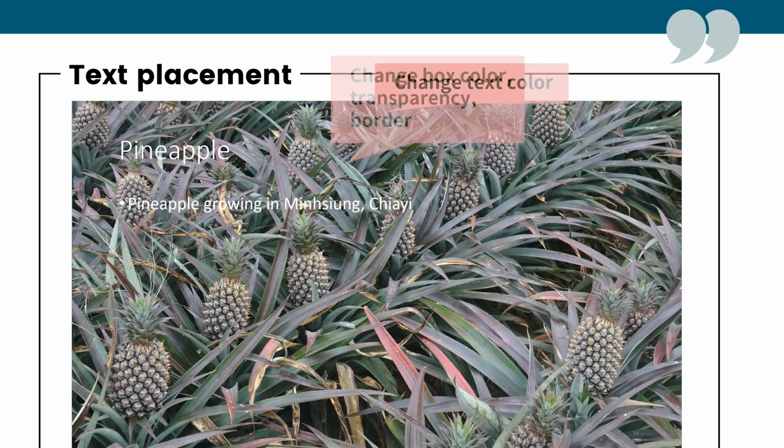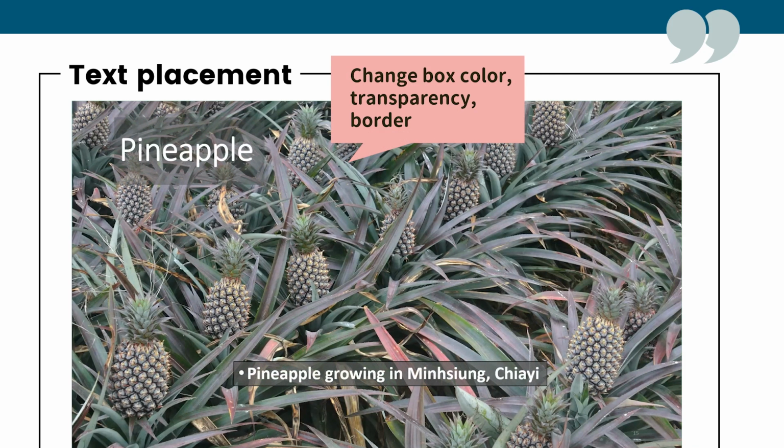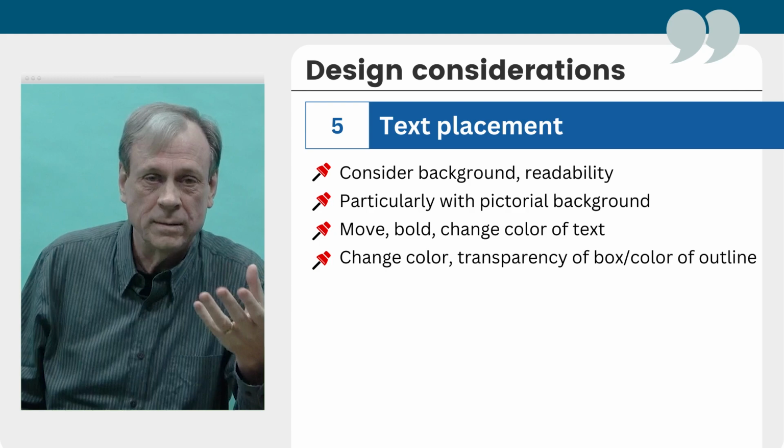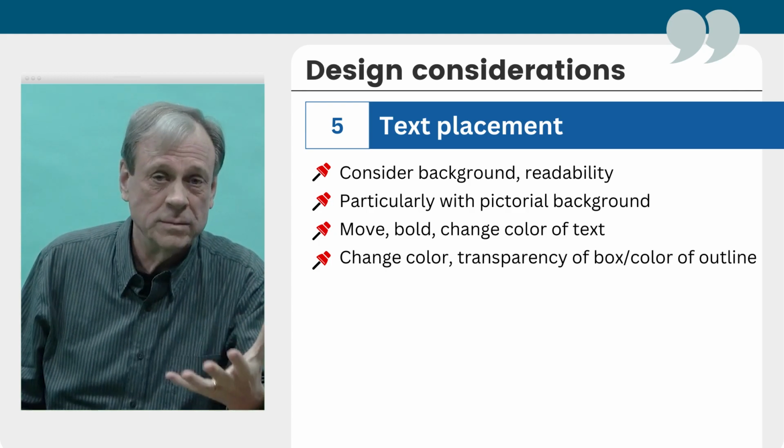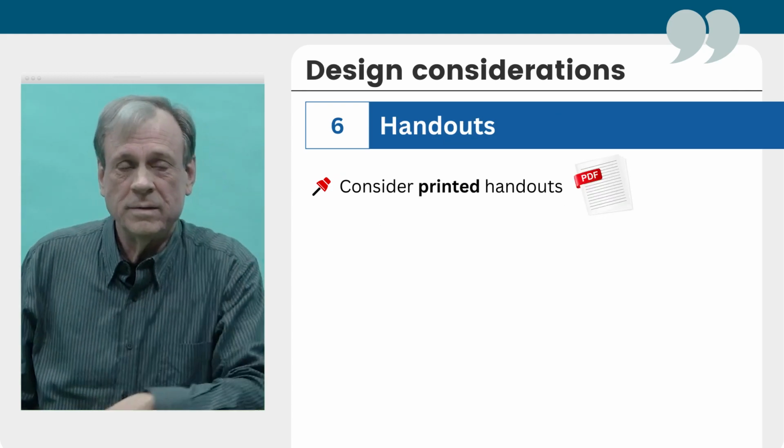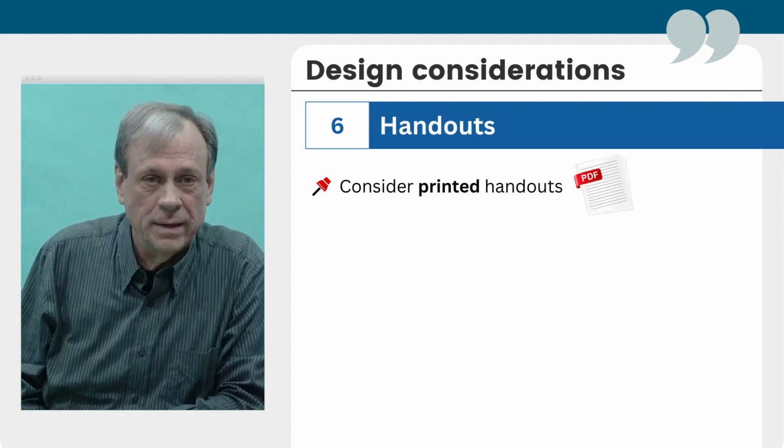But you can also put a background. You can change the color of the background. You can change the transparency of the background, so you can still see the picture through it, but not completely. You can put borders around each of these. You can move it to a different location that's not the key location for what you want to show. All of these will make it better able to see both the text and the picture and see what's important in each. And then the final thing is to think about handouts.